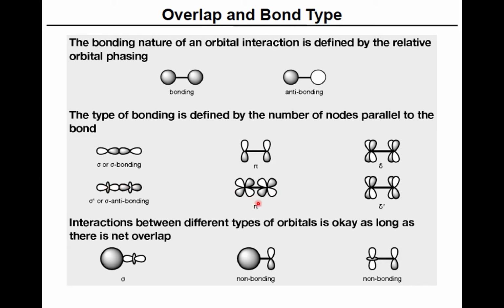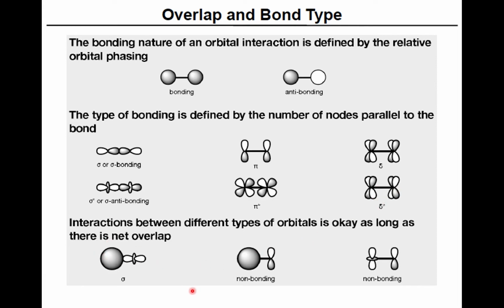This is a, let's say, what would this be? DXZ, XZ on both of the metals. This would be an antibond because they're out of phase. And this one here would also be a delta antibond because they're out of phase across.